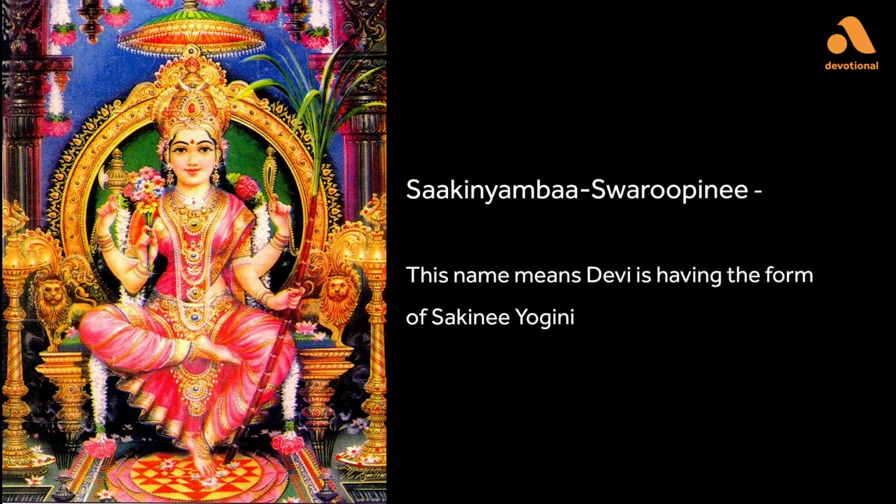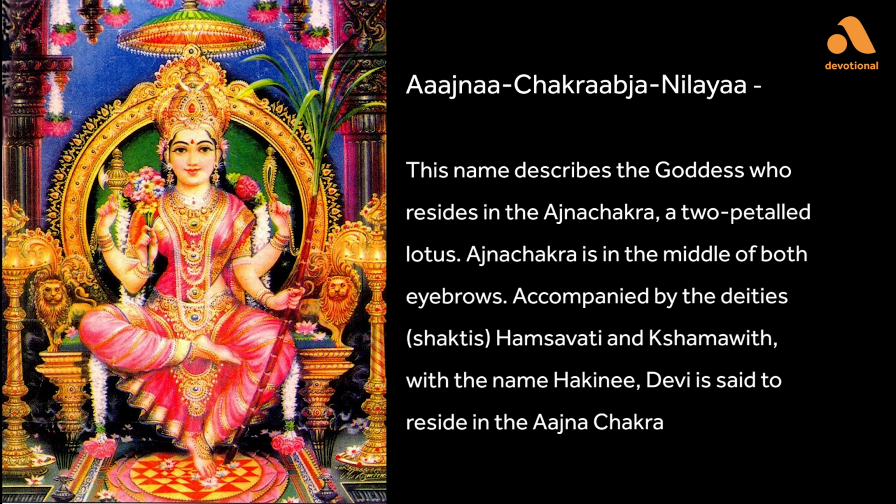Saginyamba Surupini. This name means Devi has the form of Sakini Yogini. Ajna Chakrabja Nilaya. This name describes the goddess who resides in the Ajna Chakra, a two-petaled lotus. Ajna Chakra is in the middle of both eyebrows. Accompanied by the deity Shaktis, Hamsavati and Kshamavati, with the name Hakini, Devi is said to reside in the Ajna Chakra.